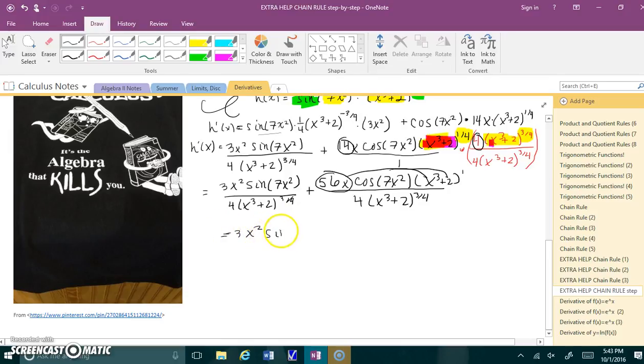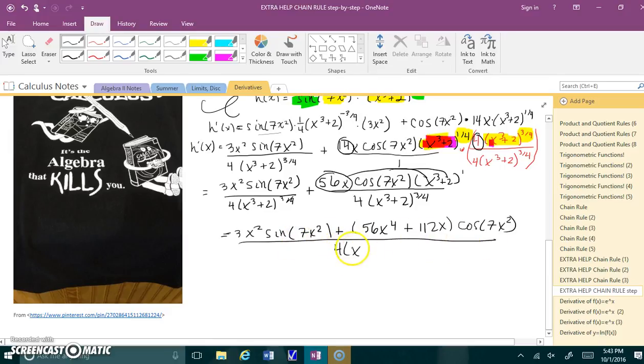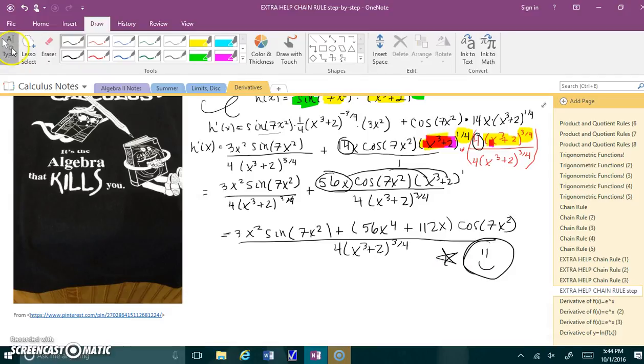So 3x squared times sine of 7x squared plus, let's distribute. So now I have 56x to the fourth, because 56x times x cubed, plus, what is that, 112? Yeah, 112x times cosine of 7x squared. And that is all over my common denominator, 4 times x cubed plus 2 to the 3/4. And we're done. All the way simplified. I have common denominators, and I'm happy.